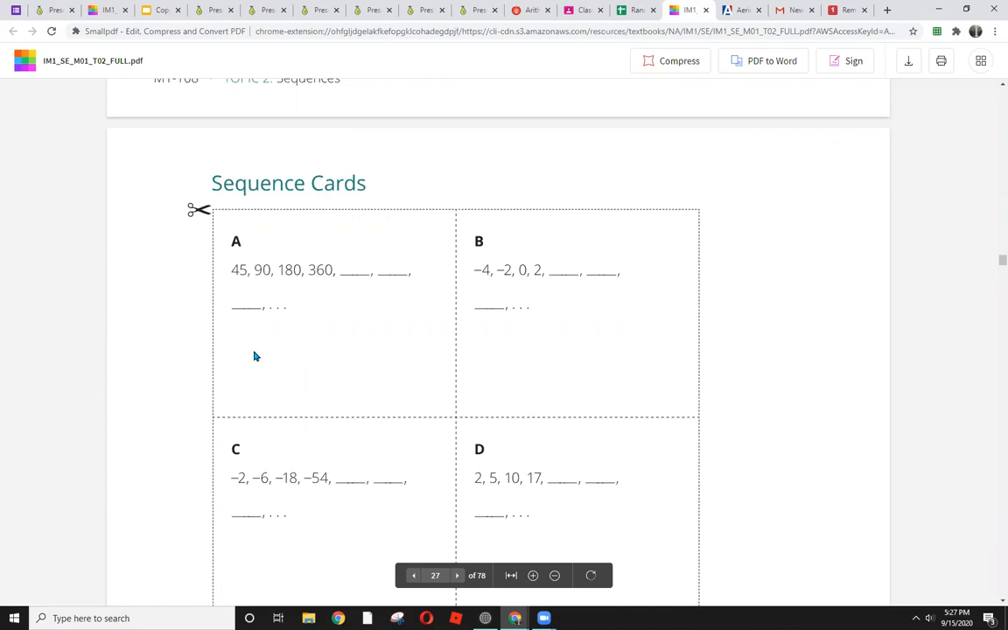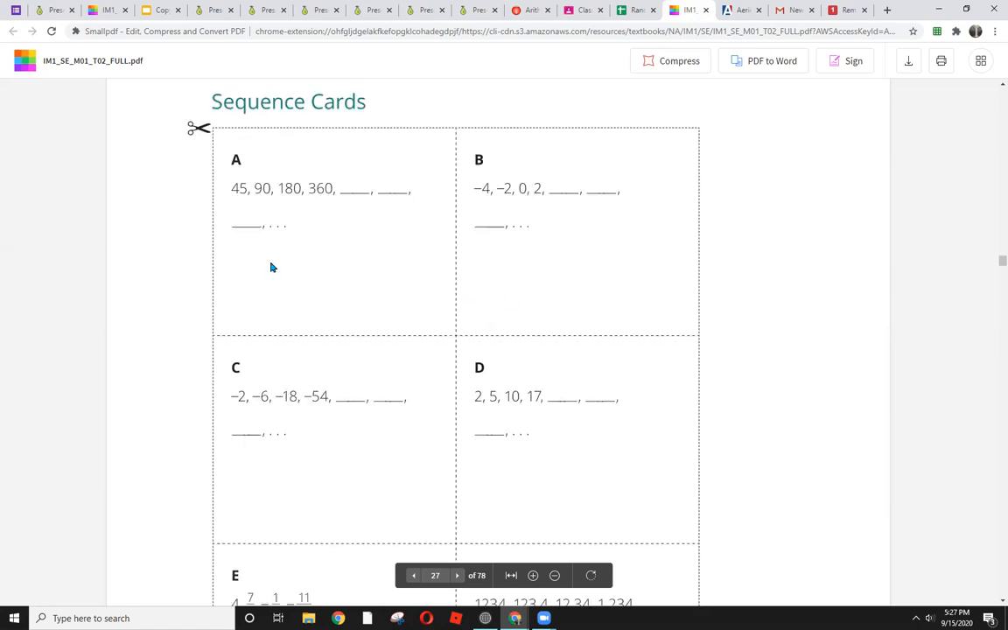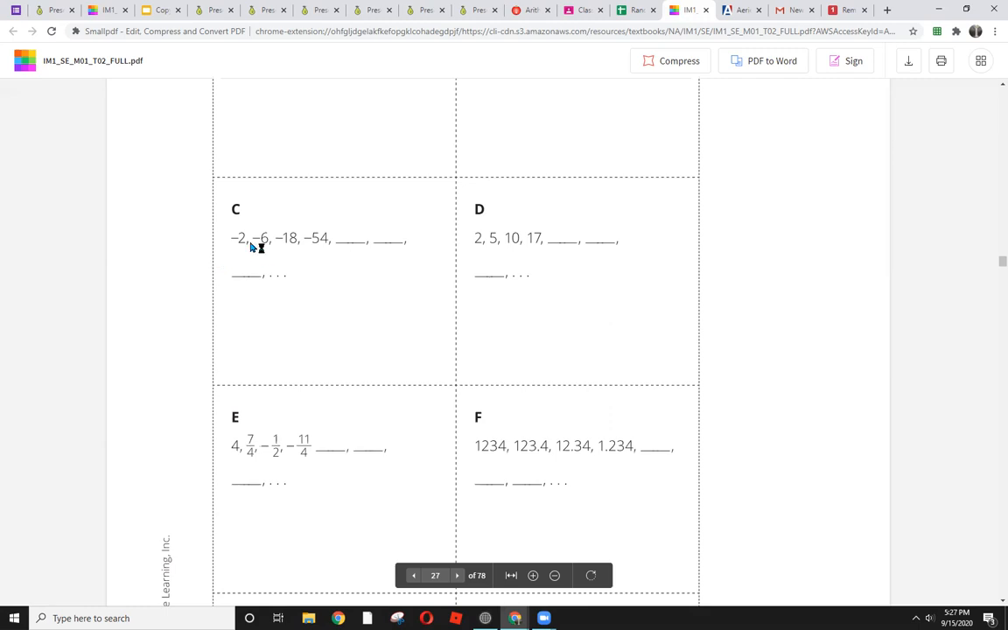A is not arithmetic because even though you're adding, 45 plus 90 plus 180 plus 360, we're not adding the same amount. B is an arithmetic sequence because we're adding 2. So -4 plus 2 is -2, plus 2 is 0, plus 2 is 2. C is not arithmetic because we are multiplying by 3. -2 times 3 is -6. -6 times 3 is -18. -18 times 3 is -54.